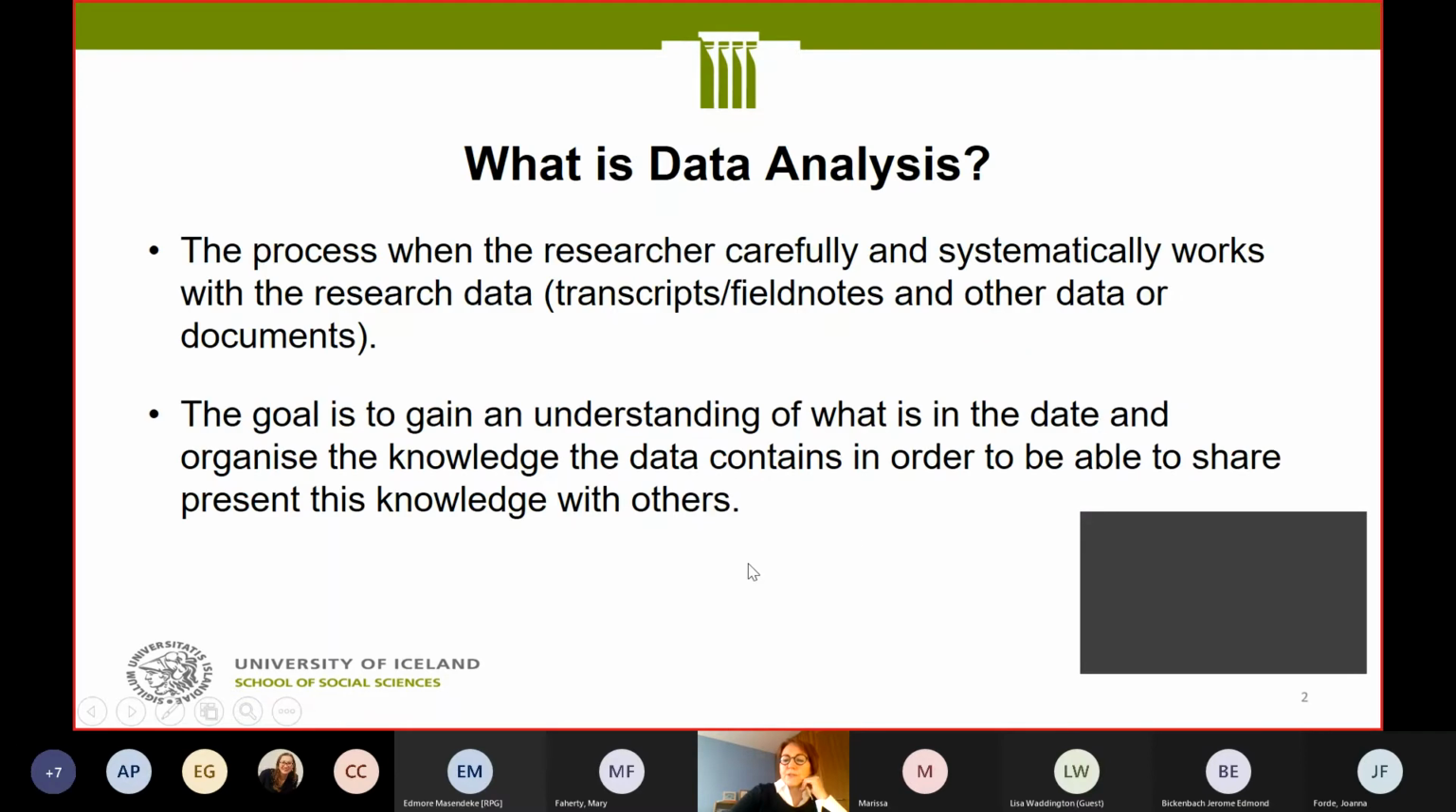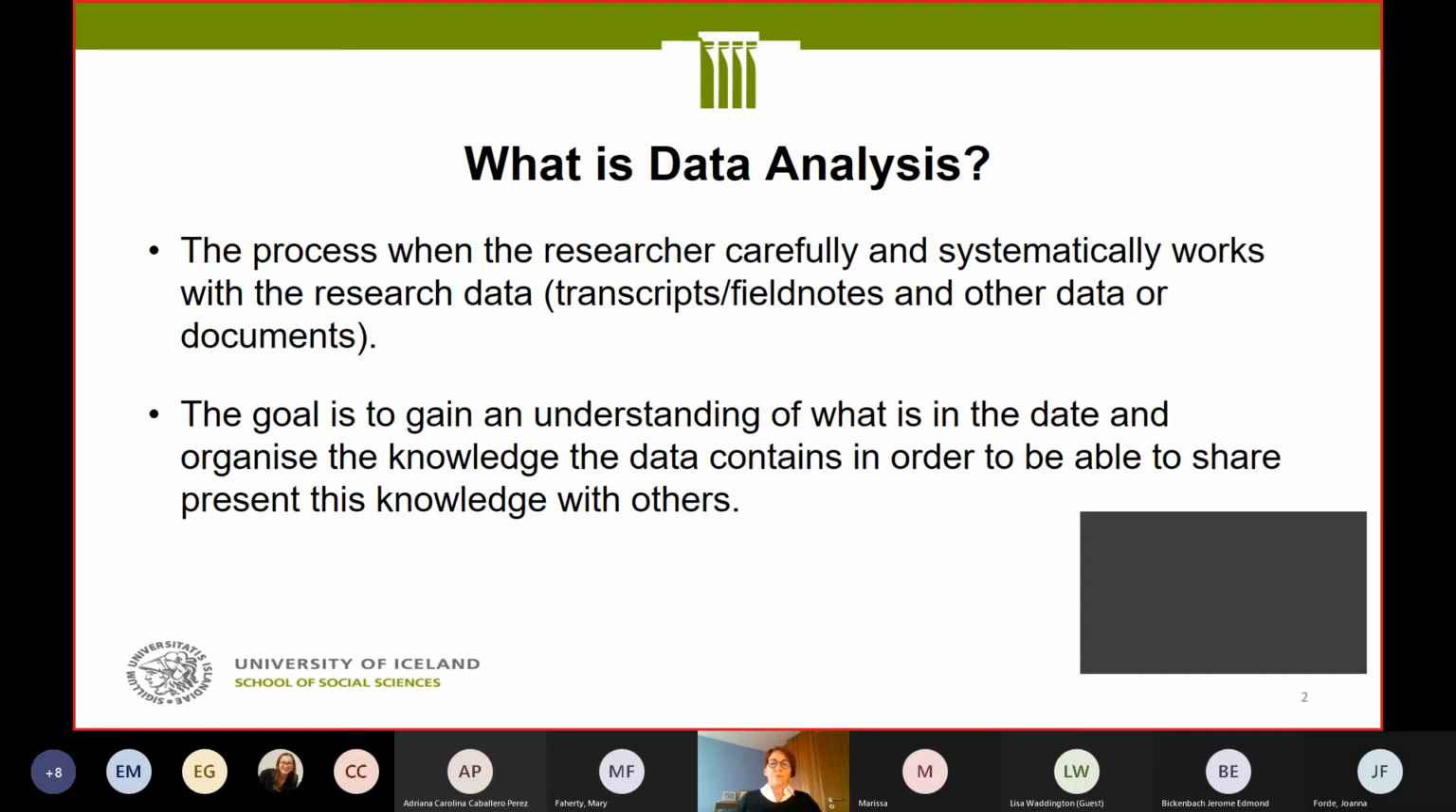Okay, so let's just start. So the question is, what the hell is data analysis? It is really the process when the researchers go carefully and systematically through the research data. And it can be any data.